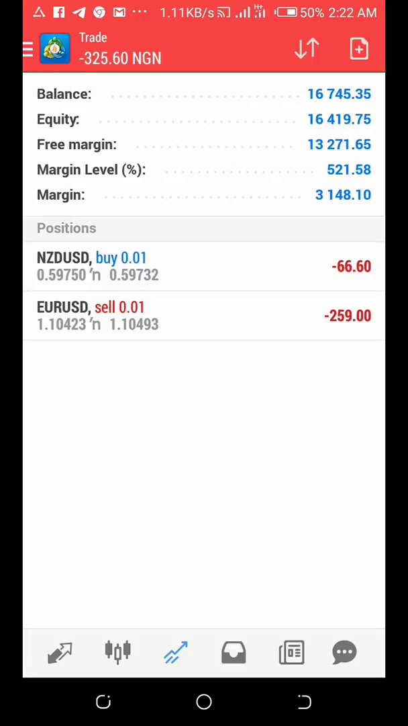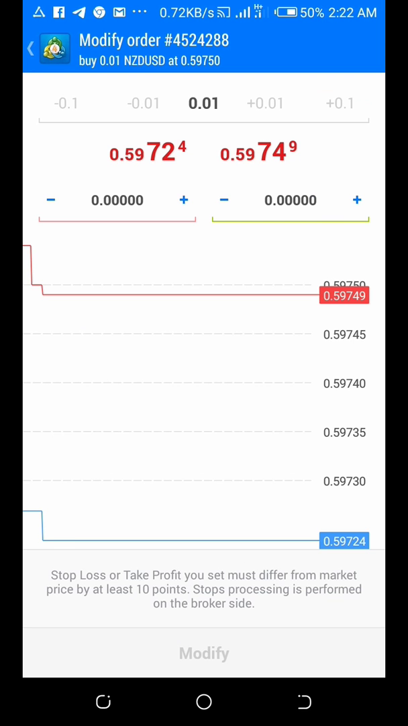Okay, after placing it, you will see my entry point. My entry point here is 0.59750. Here I'm saying that I want to risk 200 pips. So I'm going to subtract 200 from 5975. That is going to give me 5775. So modify order, I will click on it.